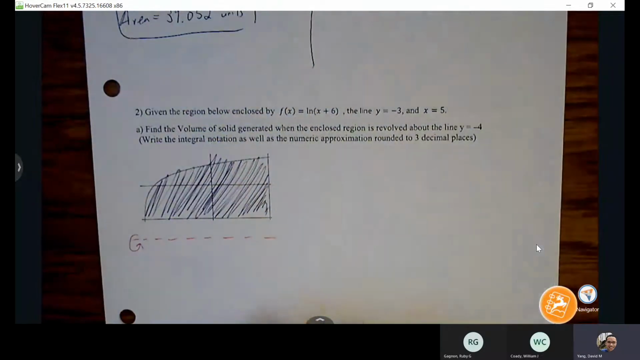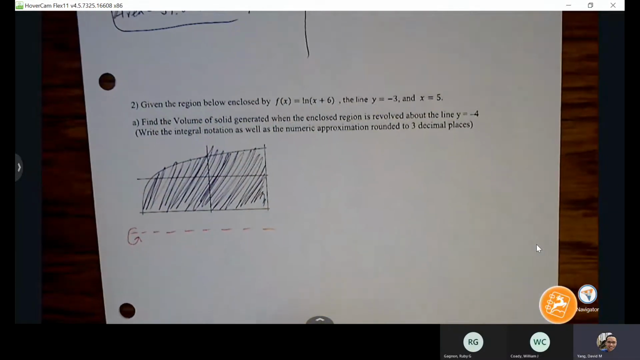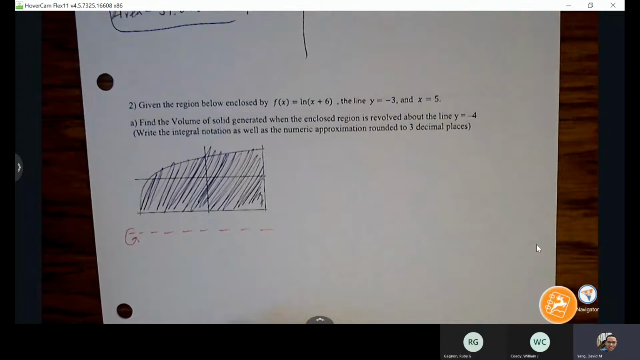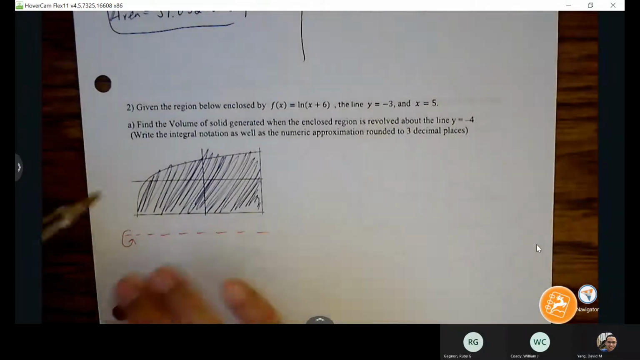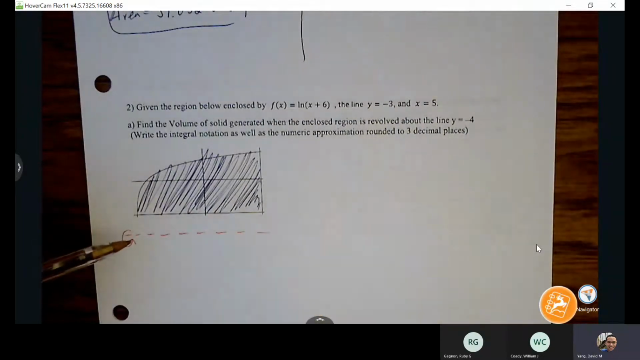X and y axis here do not play a role. Look at where that axis of revolution is. Is this disk or washer method? What do you guys think?